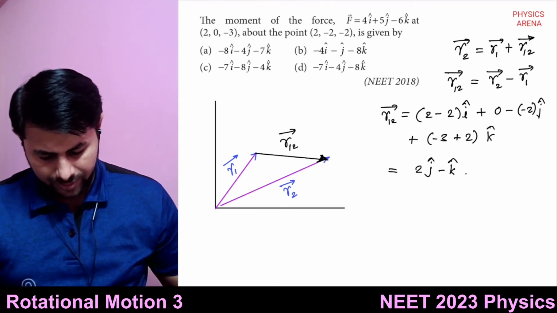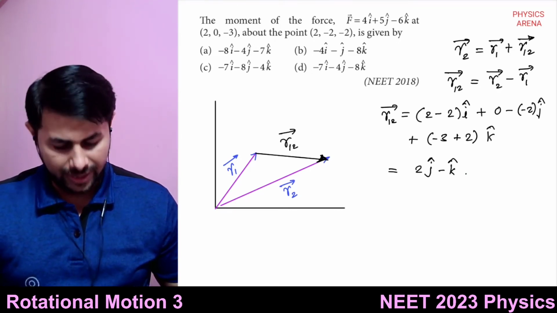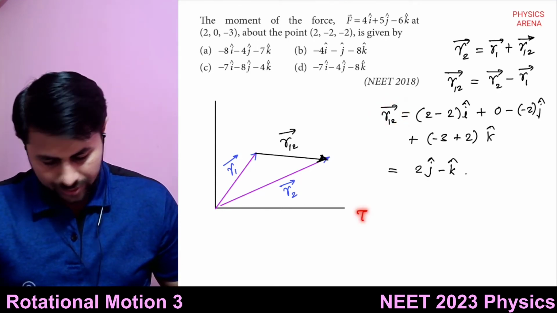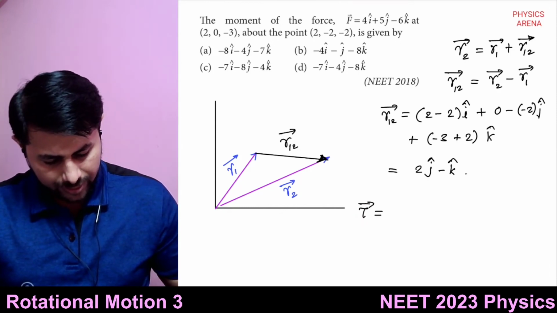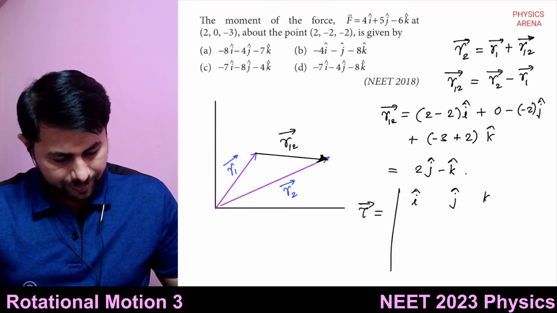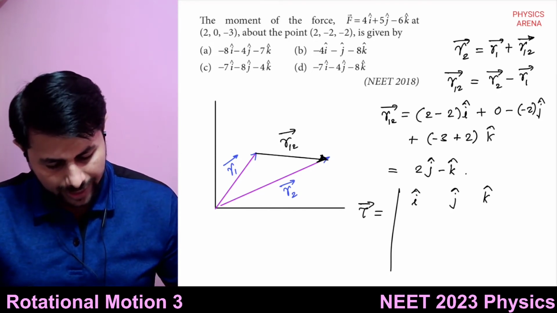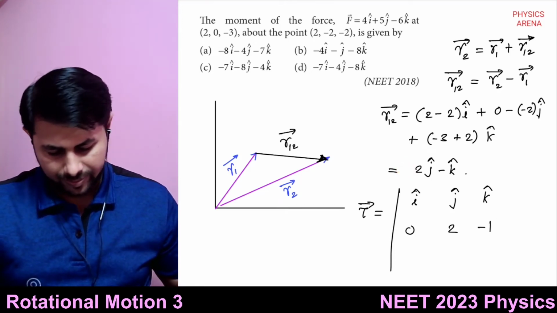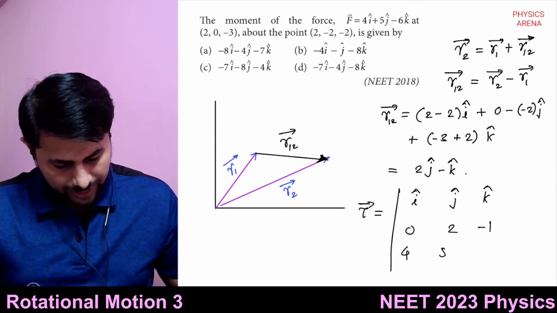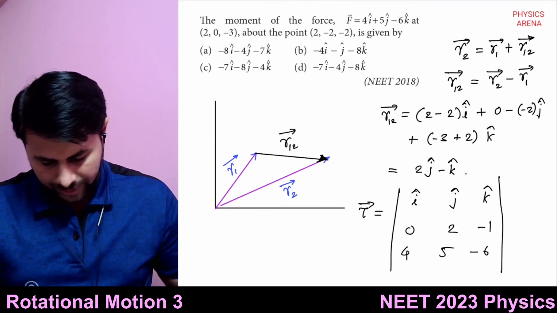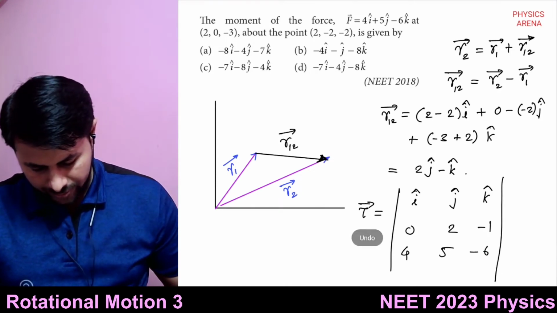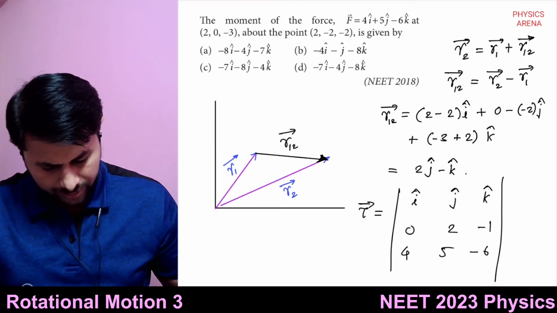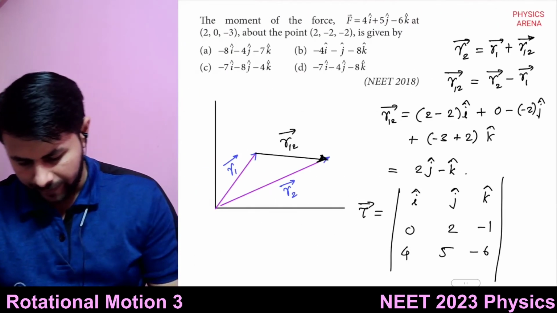So now what is torque? It is R bar cross F bar. It will be R12 bar cross F bar, so let's find it out. Torque is equal to the determinant of i cap, j cap, k cap, then R is 0 i cap, 2 j cap, minus 1 k cap, and the force is 4, 5, minus 6. This is the force. Let me add a page.